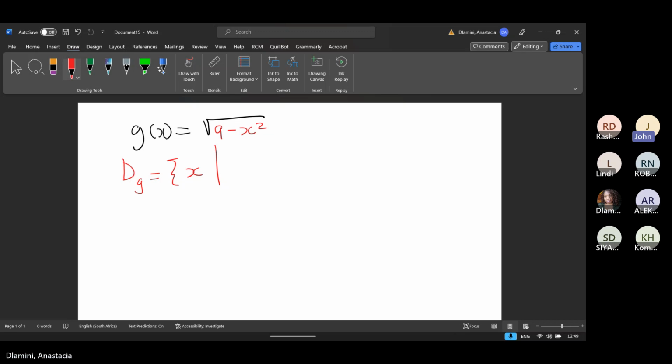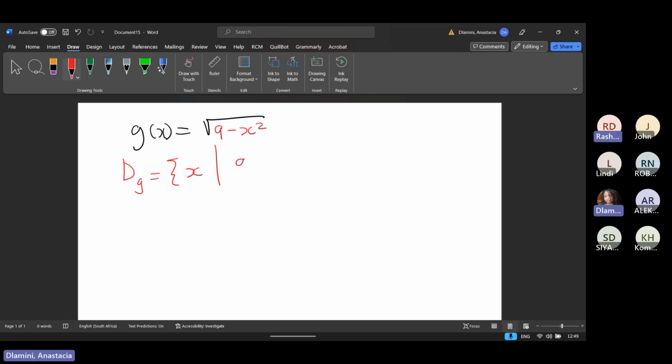9 minus x squared is greater than 0. Good. Another answer? Another one, please. Okay, I'm writing the one. Yes, when x not equals to 3.